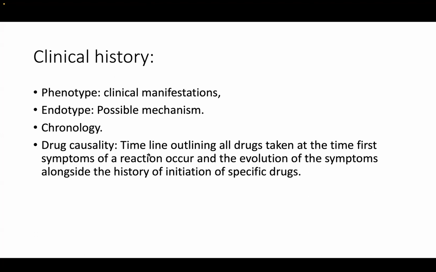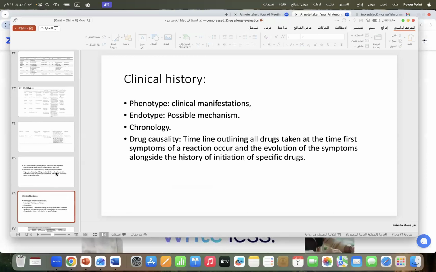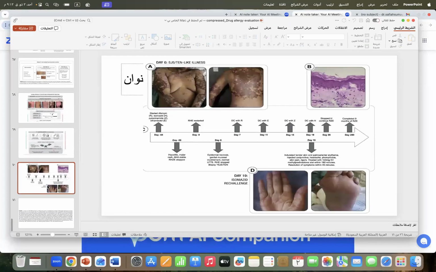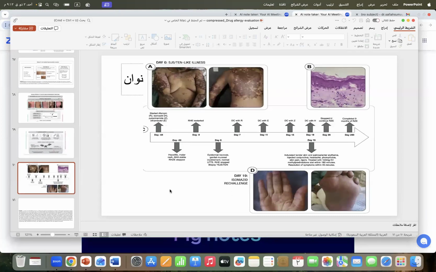So what you can do to help you determine is a timeline that you can draw that can outline all drugs taken at the time first symptoms of the reaction occur, and the evolution of symptoms alongside the history of initiation of specific drugs. I can show you a timeline that I have here that is really helpful when you see your patient in a consultation.